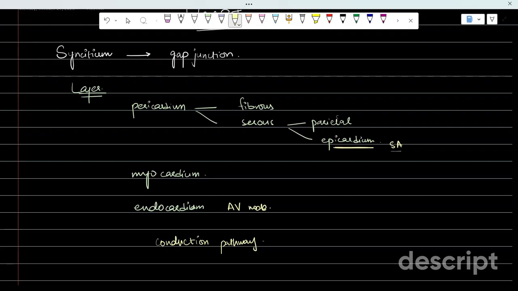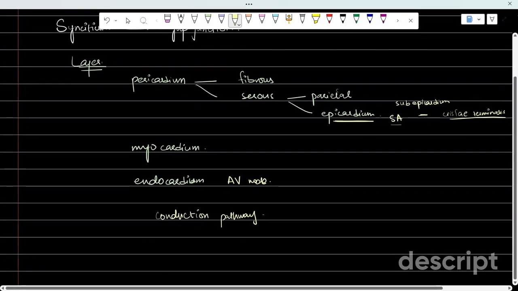So SA node will be in the subepicardium. Again, this is an important MCQ. Also, it lies in the upper portion of crista terminalis. So if there is an MCQ which mentions a damage to crista terminalis or subepicardium, the damage will be to SA node.